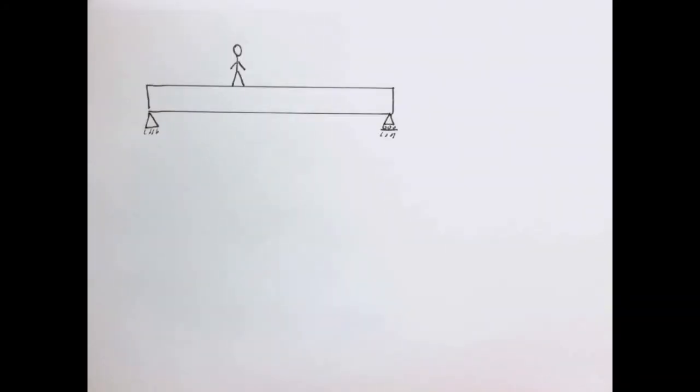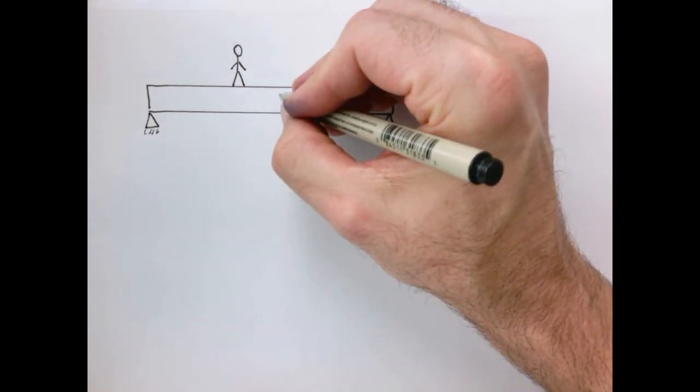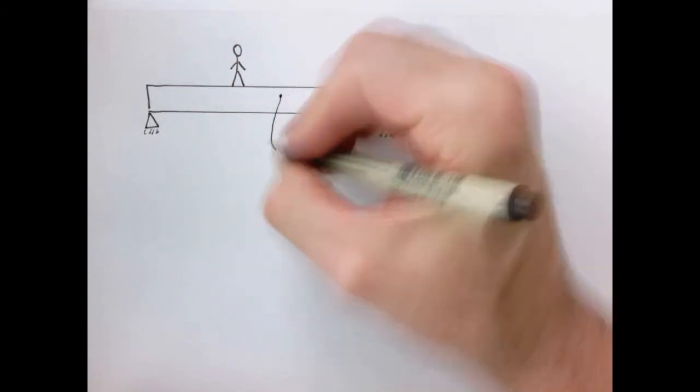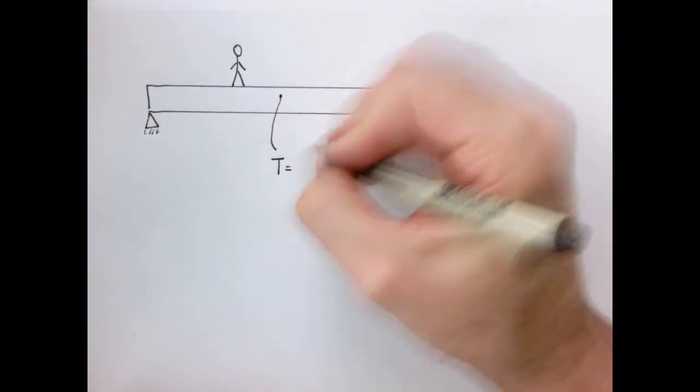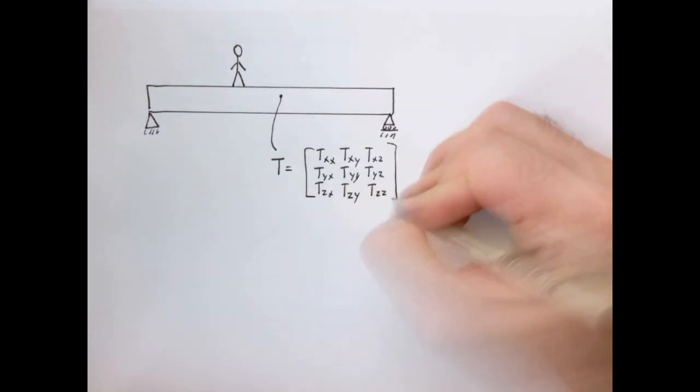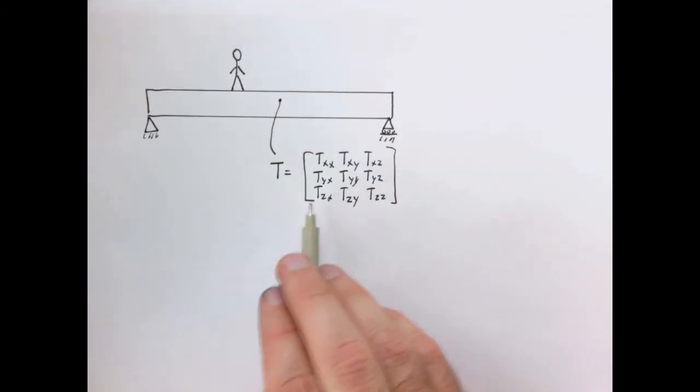Okay, so let's consider this structure here. A person is standing on a beam. I'm going to go to some random point on the beam here, and I'm going to assume that by magic I know the stress tensor. So in a real problem, these would be numbers.